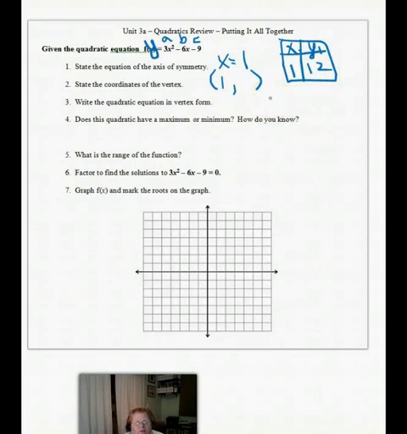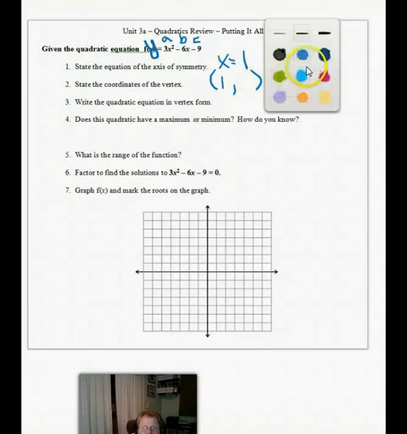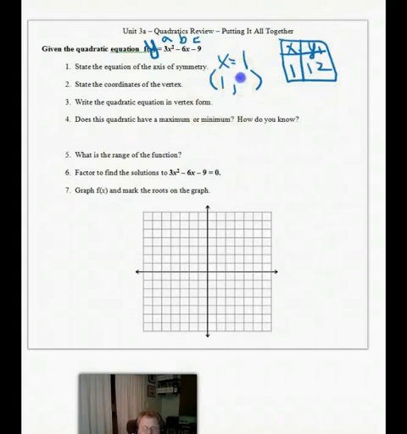Or maybe it's negative 12. I don't know. Let me just double check real quick with my handy dandy calculator. Hold on a second. Okay, it's actually equal to negative 12 when you look it up. So this should be negative 12 when you look it up.